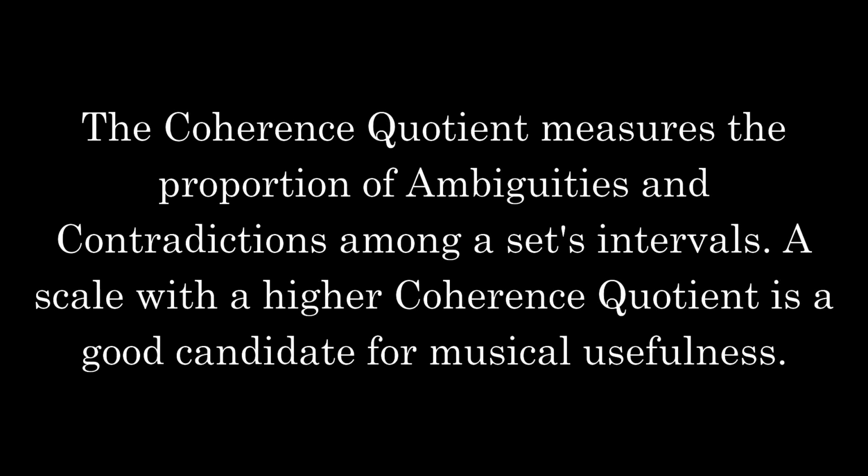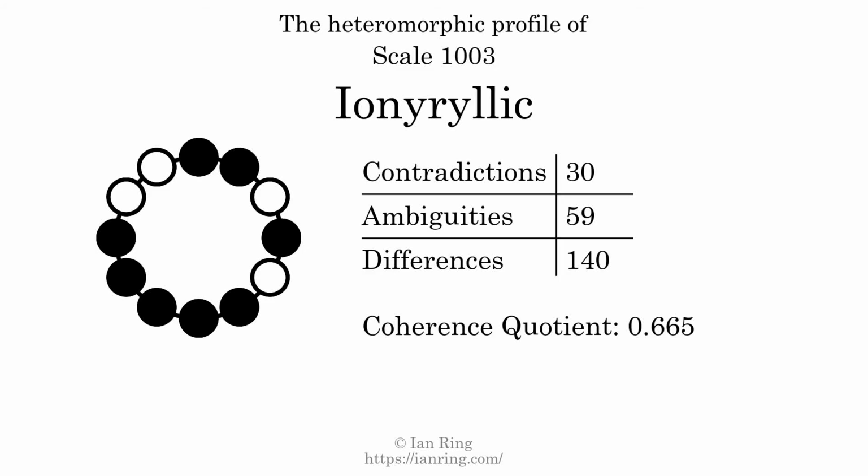The coherence quotient measures the proportion of ambiguities and contradictions among a set's intervals. A scale with a higher coherence quotient is a good candidate for musical usefulness. The coherence quotient is 0.665.